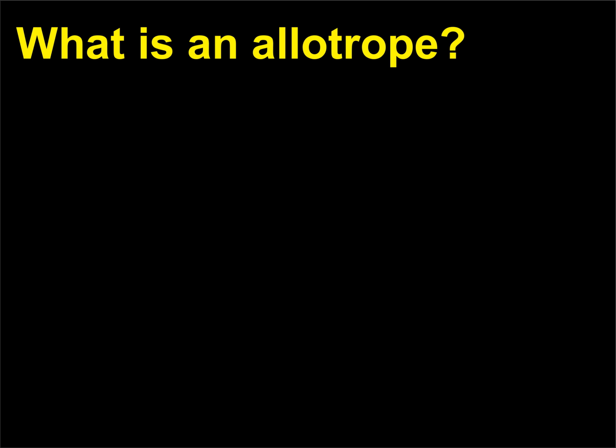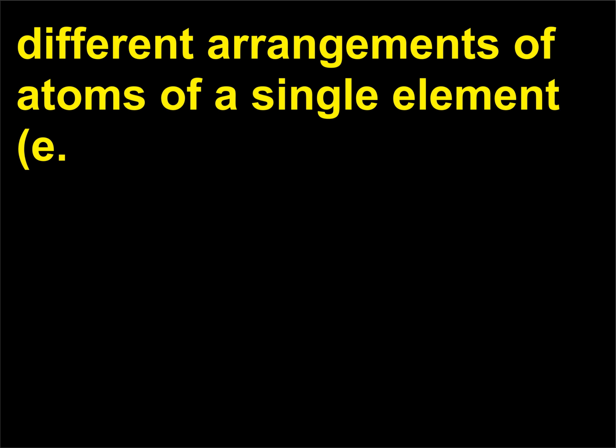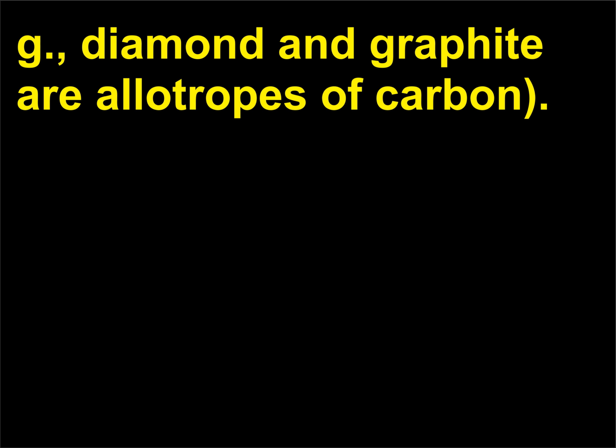What is an allotrope? Different arrangements of atoms of a single element, e.g., diamond and graphite are allotropes of carbon.